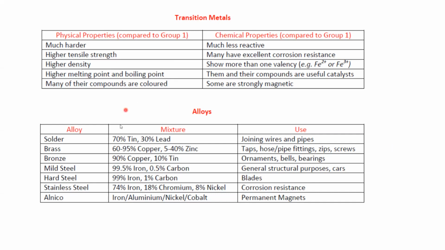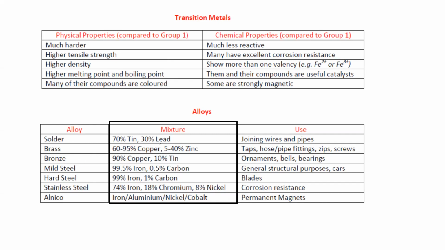Then there are different types of alloys. You don't have to learn this percentage part. You don't have to memorize this part. This is just information. Like different types of alloys are there. If you have a solder, it is a mixture of tin and lead and it is used for wires and pipes. This is just information. You don't have to memorize.